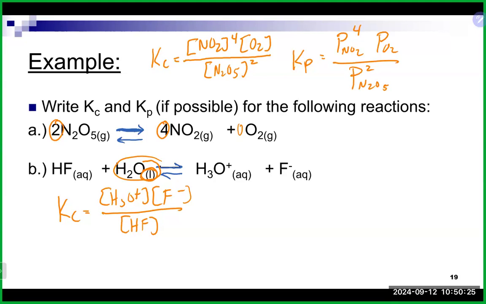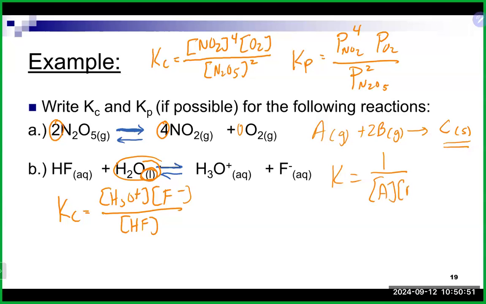Now, what happens if I had something like this? What would the equilibrium expression be? Would I include this, which is a solid? No. So you would have to do something like K would equal 1 over the concentration of A, concentration of B squared. So you kind of do 1 over it. Obviously, if you had only products that you would include and no reactants, then it's really not a fraction at that point. It's just the products part of it would be the only thing that you would use. Any questions on that there?